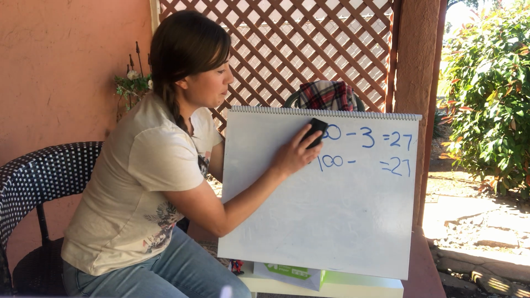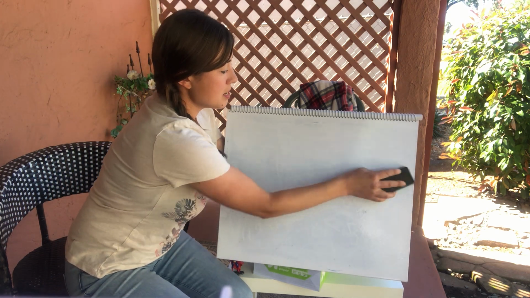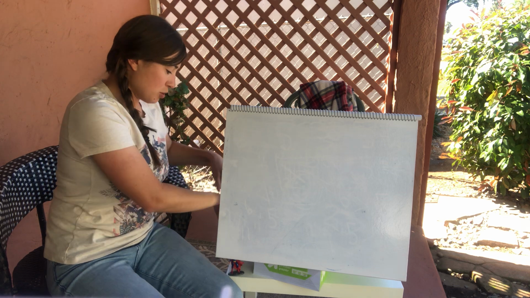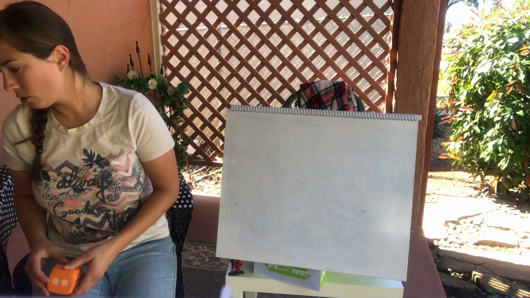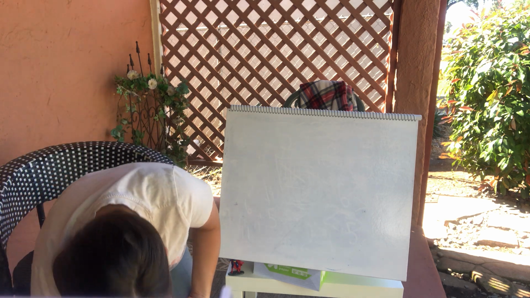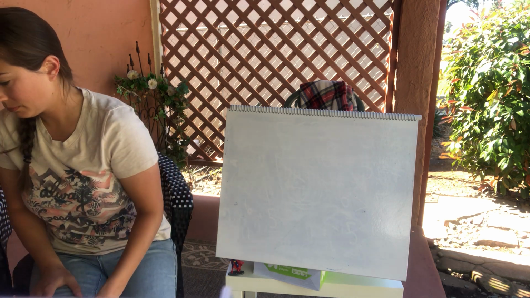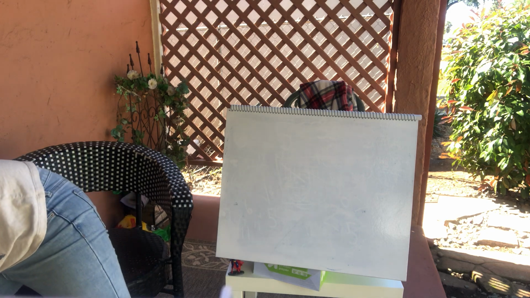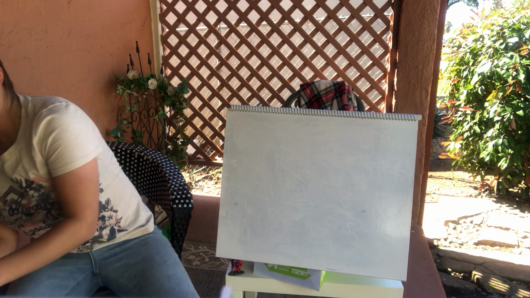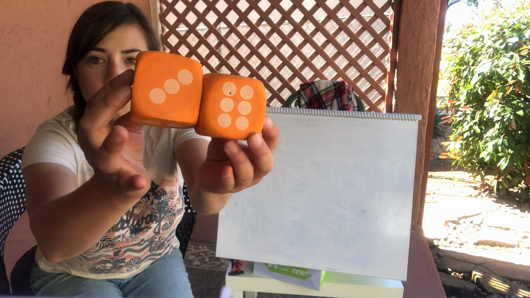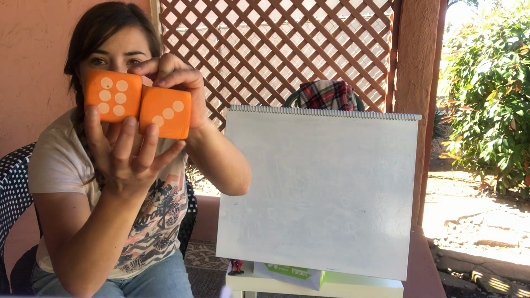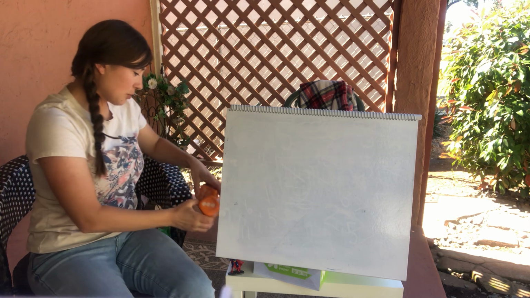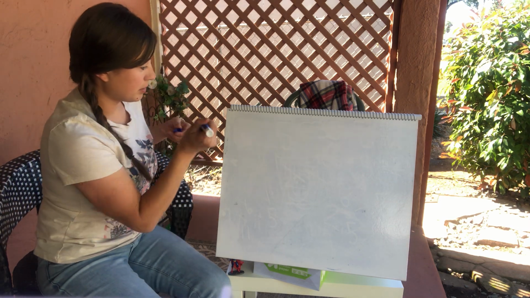Our dice roll. Today, our numbers will be on the floor again. Okay. Let me do it this way. 6 and 3. So let's write our numbers.